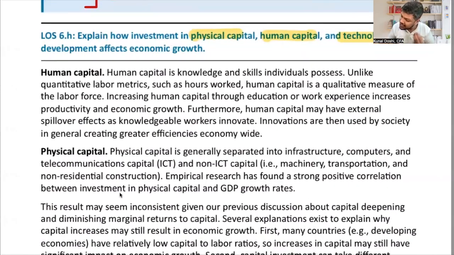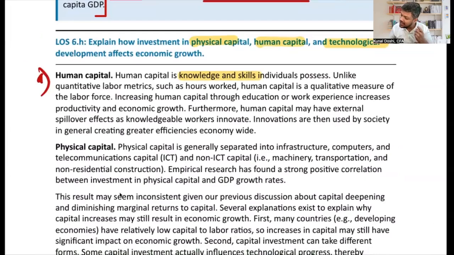First of all, human capital is knowledge and skill. Basically, you doing CFA is a part of human capital. The more skilled the population, the higher the economic growth. I don't need to go too much in detail about this. Increasing human capital through education or work experience increases productivity and economic growth. Understood? That will lead to innovation. So no need to go into detail about it.